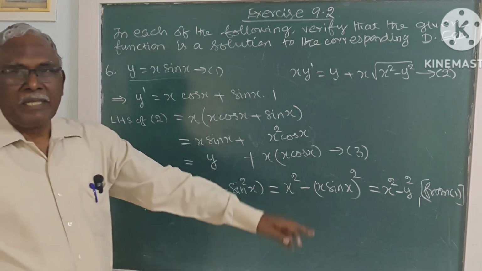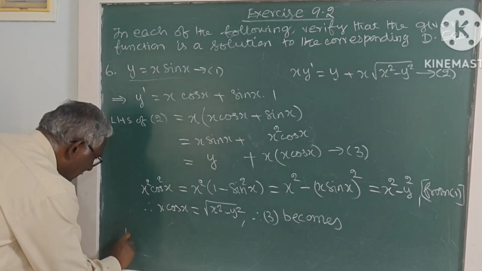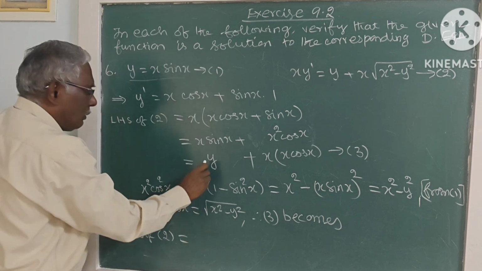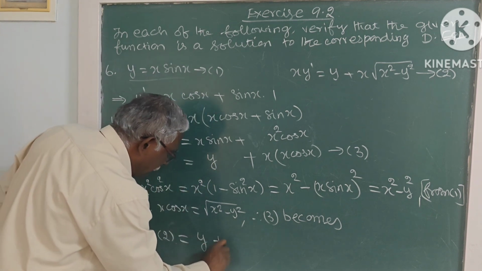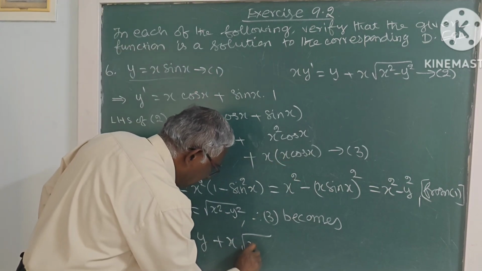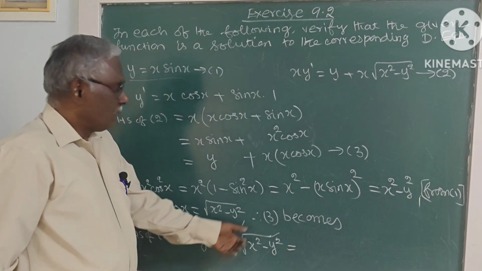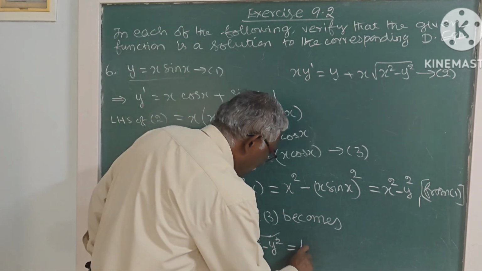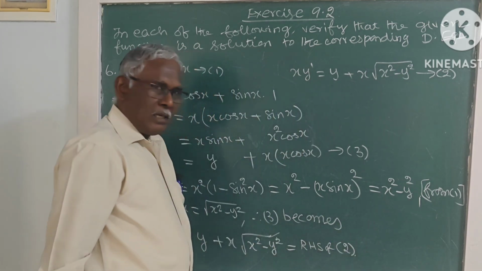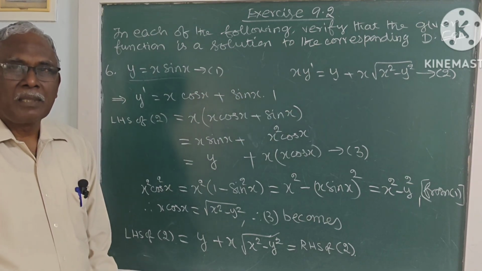Therefore, 3 becomes left hand side of equation 2 is equal to y plus x into square root of x square minus y square, which is equal to RHS of equation 2. Therefore, y is equal to x sin x is a solution to the given differential equation.